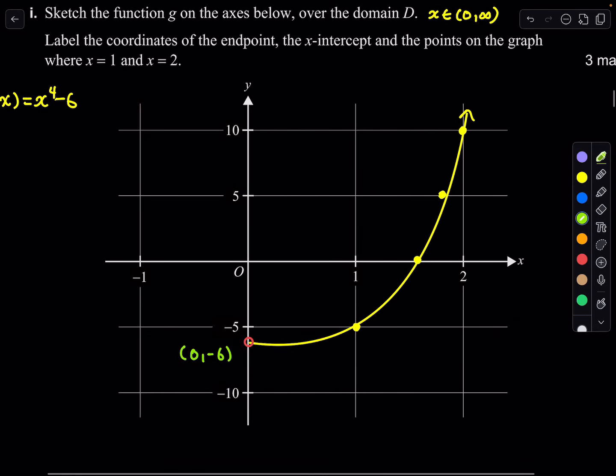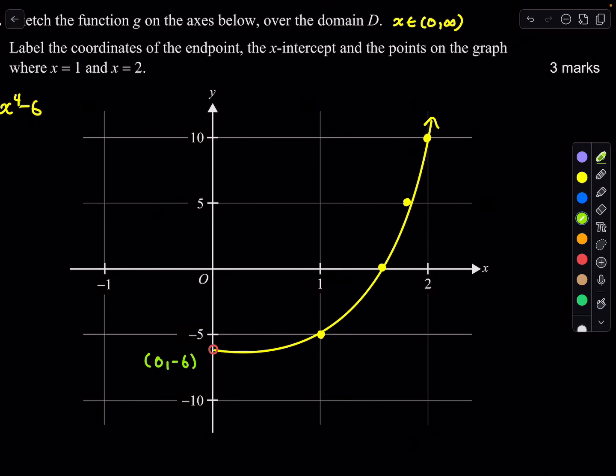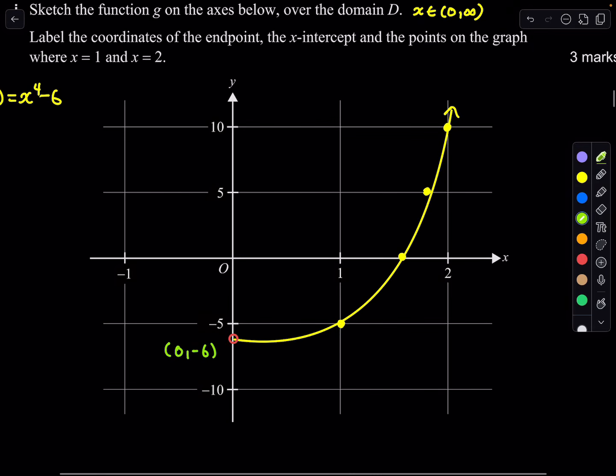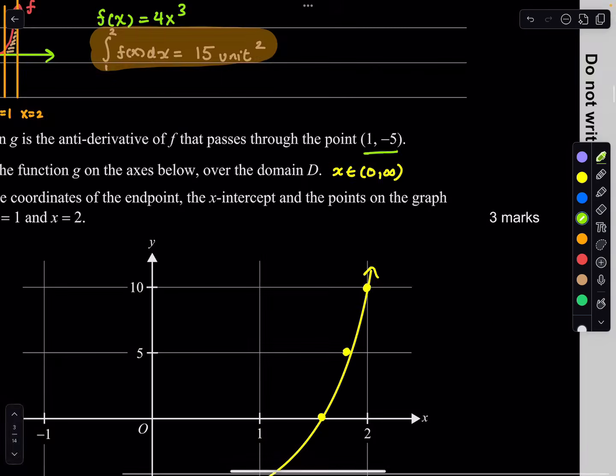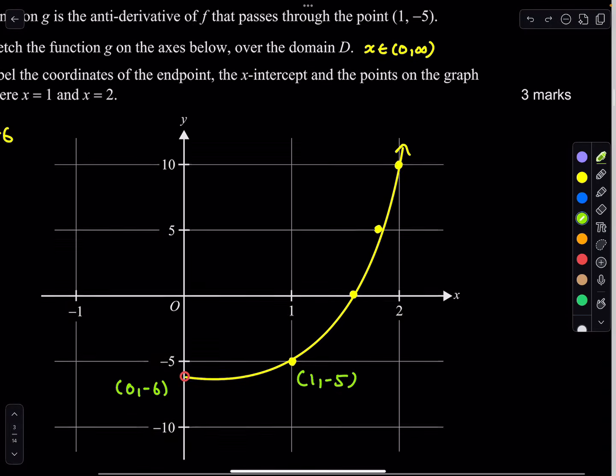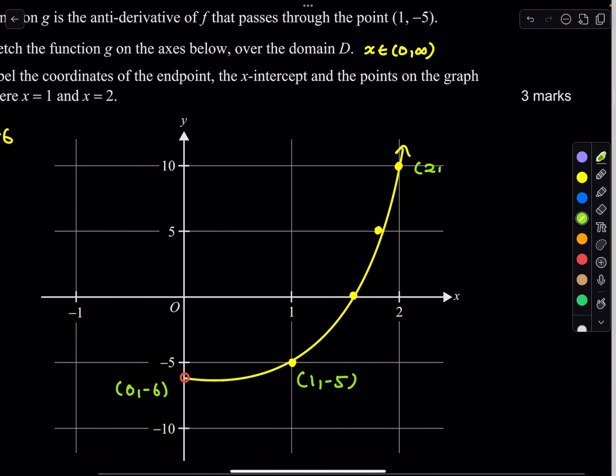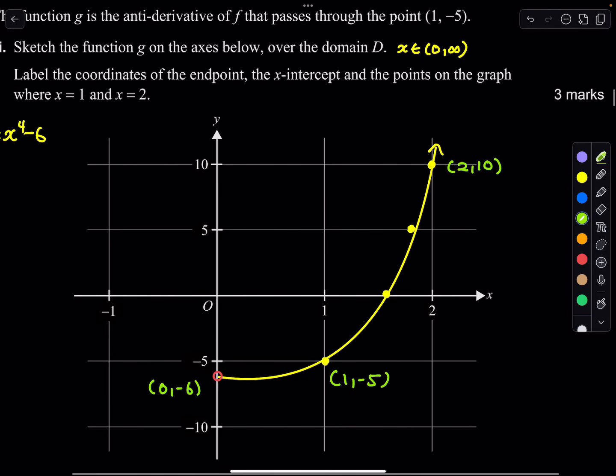What else? Label the coordinates of the endpoints. The x-intercept is going to be easy, and the points of the graph where x equals 1 and x equals 2. At x equals 1, we know it's (1, -5) from here. And at 2, which is here, we know it's just (2, 10), as we said. So (2, 10). And we also need to label the x-intercept.